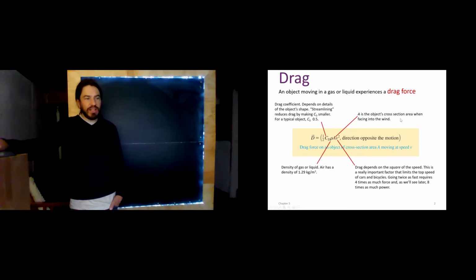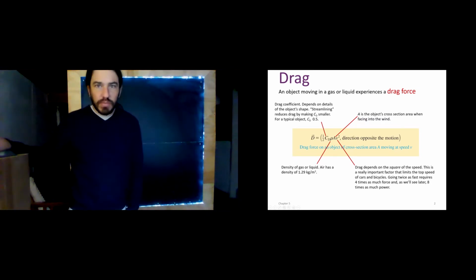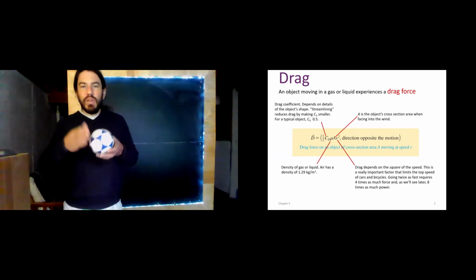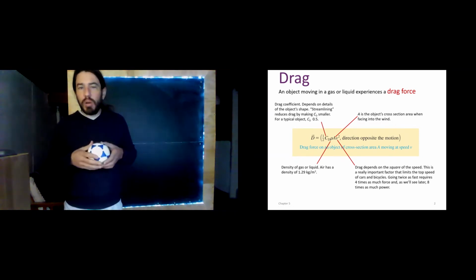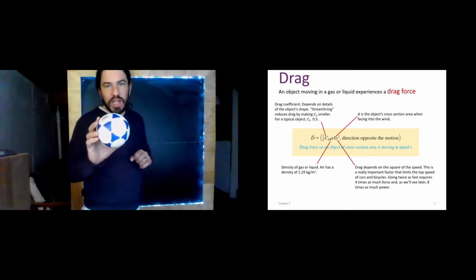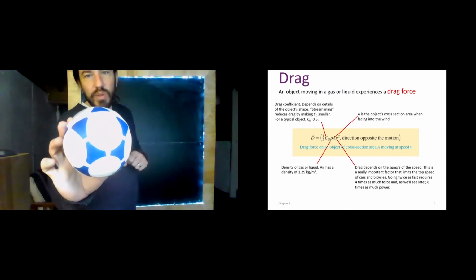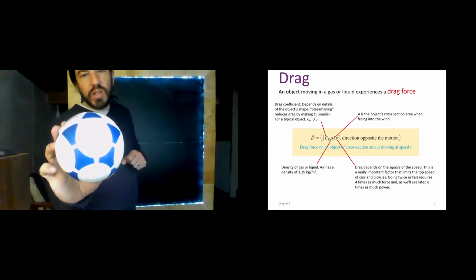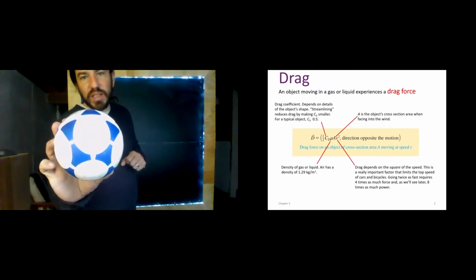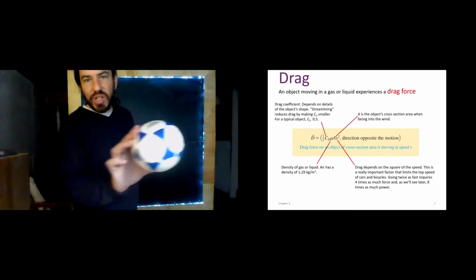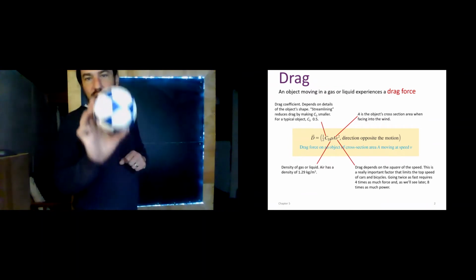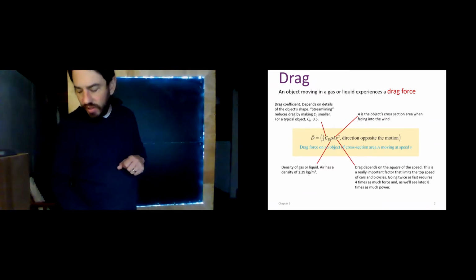A is the object's cross-sectional area when facing into the wind. And so basically, it's like if you were to cut the object in half, perpendicular to the direction of motion, what shape would you see? So if this ball is flying towards you, well, what shape do we see there? That's a circle, right? So the cross-sectional area for this ball is a circle. And no matter what direction this ball goes in, the cross-sectional area is still a circle.